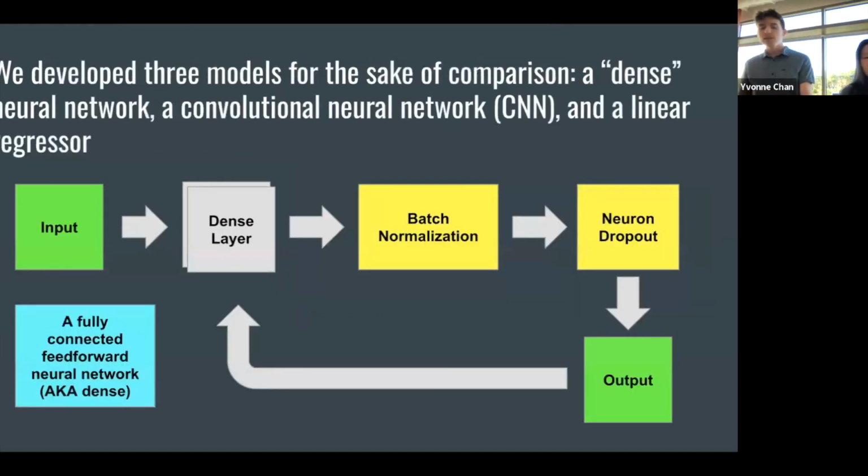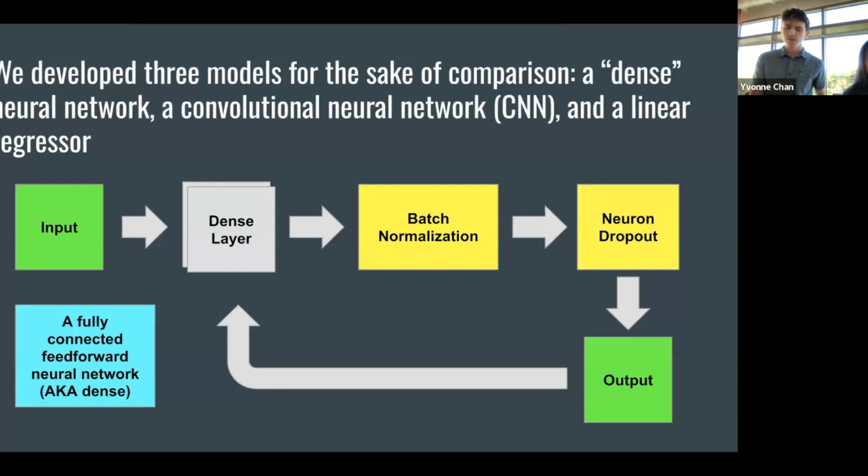So we made three models in order to compare: a dense neural network, a convolutional neural network, and a linear regressor. So right here, you can see the diagram for a fully connected feed-forward neural network, also known as a dense neural network. So basically, first thing that happens is that your input data goes through a dense layer, which basically connects all the neurons from this layer to the previous layer and the next layer.